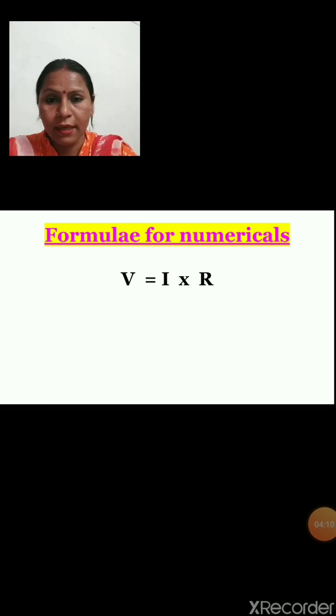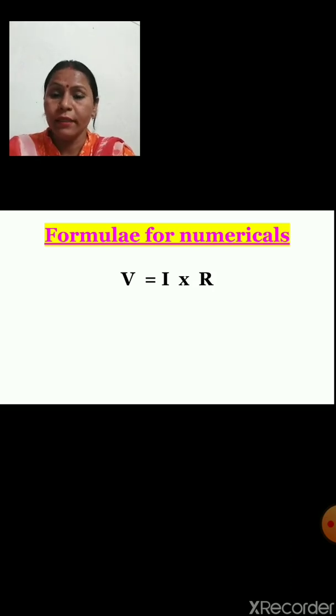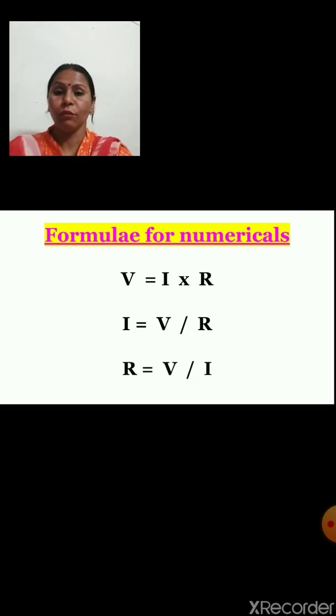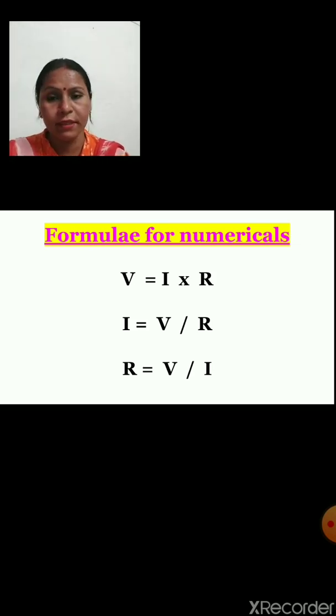Now children, in this slide I am giving you some formulae which are important for numericals. In this chapter electricity you will have numericals also, and these three formulae are important for the numerical portion. First is V equals IR. This you have seen in Ohm's law. The second formula is I equals V upon R. To find the value of current, you can use this formula. The third formula is R equals V upon I. If you want to find the value of resistance, then you can use R equals V upon I.